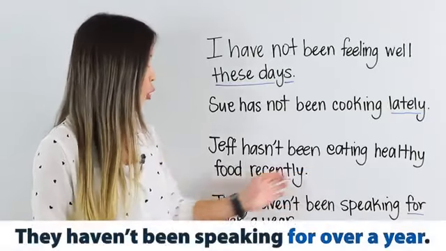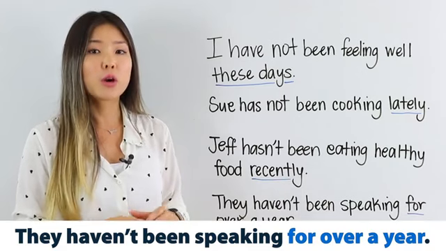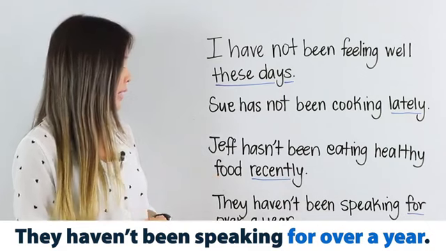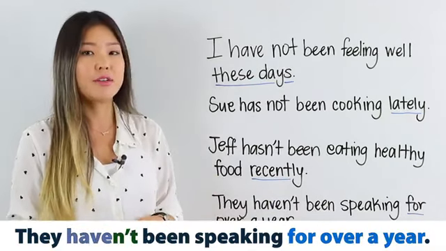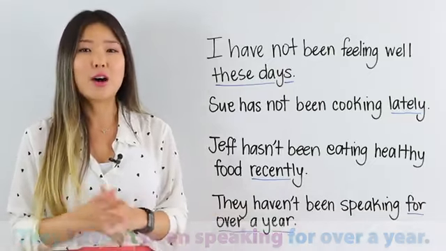In this case, for over a year shows duration. Remember, with for, you show how long something has been happening. In this case, we have a contraction, haven't, for have not. Great job, everybody. Let's move on.